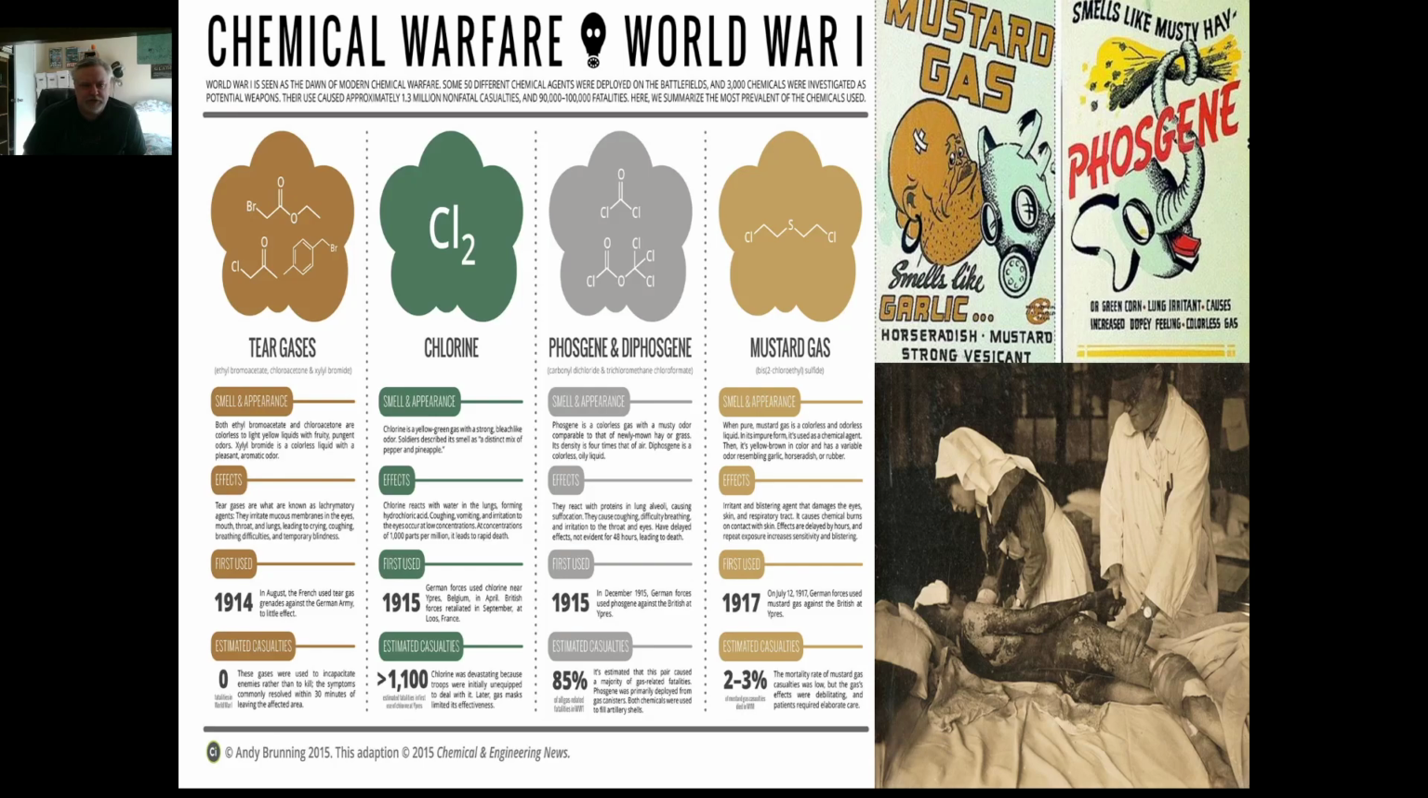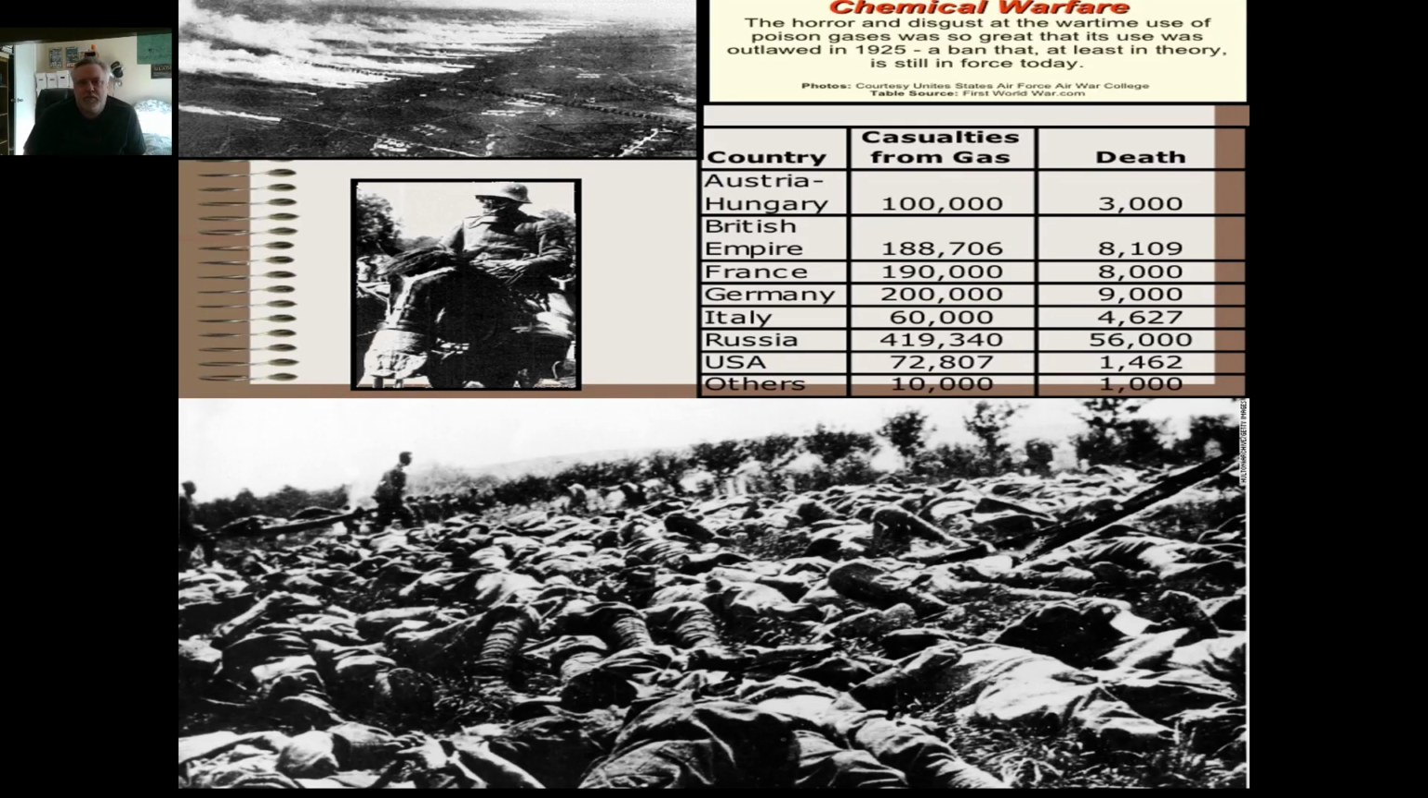You can see the casualties from these weapons. Phosgene and diphosgene, that was the bad one. That killed 85% of everybody who was exposed to it. And up here in this corner, you see them detonating the chemical containers and just letting the wind carry it towards the enemy.